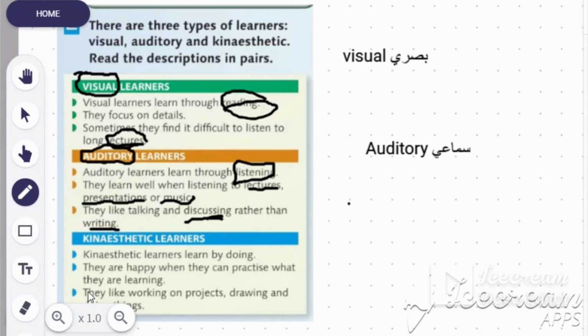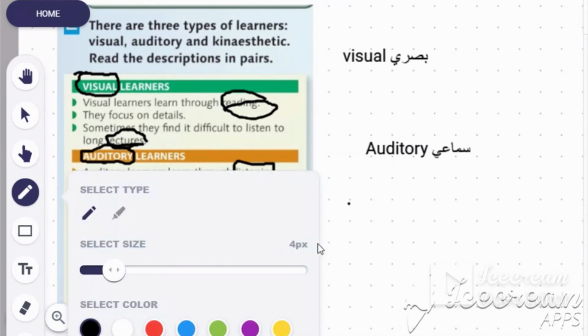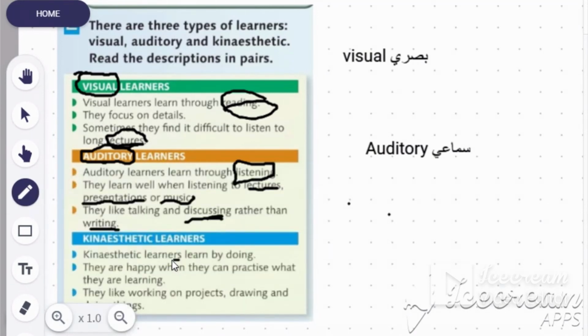Kinesthetic learners learn by doing. Look at this word. Kinesthetic learners learn by doing. Okay, يفعل. بيحبوا الفعل. They like to do the thing, so they learn it. They are happy when they can practice. Practice, يتمرن, يتدرب, to do the work, to do the action, so they learn it more when they do it.